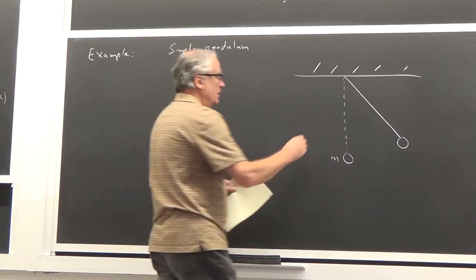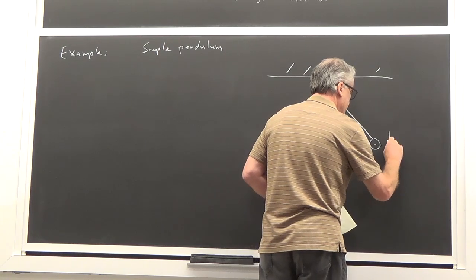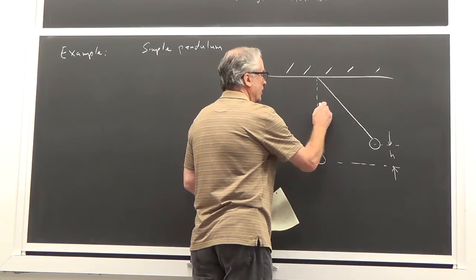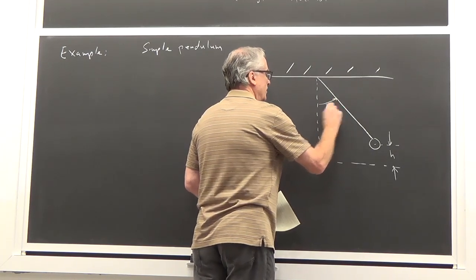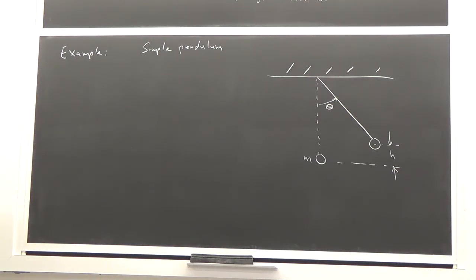And it can go up by, say, some height above the minimum, or if you like, by some angle, theta, with respect to the equilibrium position. Of course, I'm tending to start to pick coordinate systems here, but I'm trying to pick them to make things look easy. It's always a good idea.